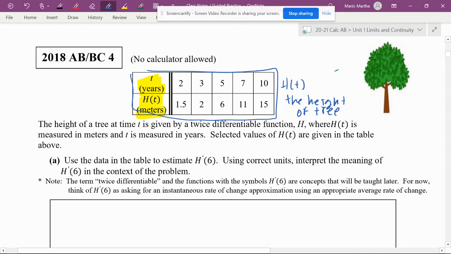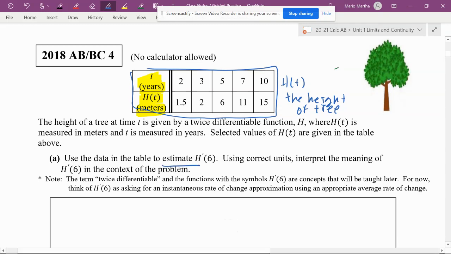It says use the data in the table to estimate. So the keyword right there is estimate h prime of 6. So what is the approximation of the instantaneous rate of change, right? So again, when you guys are looking for rates, a rate is again miles per hour, right? Those kinds of things. So make sure you guys are thinking that it's something being divided by something else. All right. So that's going to be the case here.